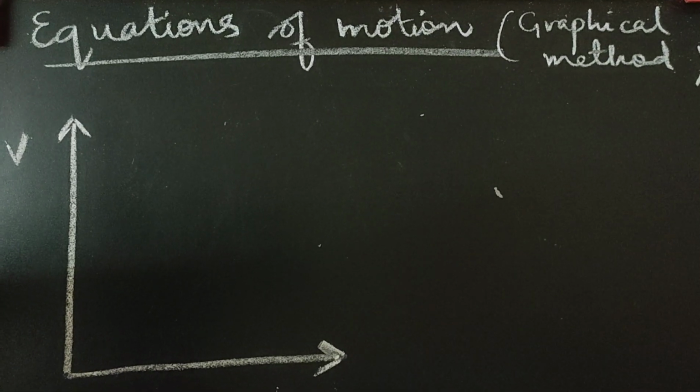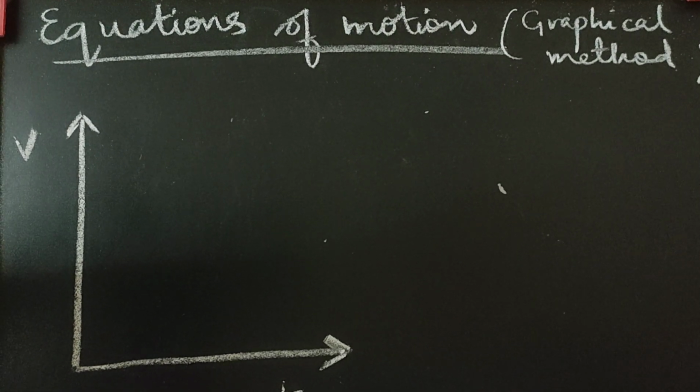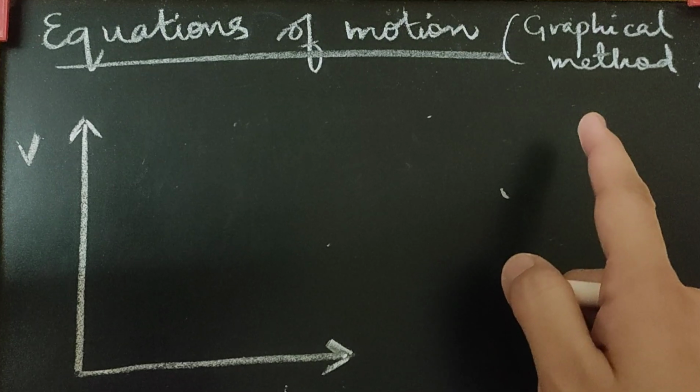Namaskar children. In the last class we had discussed how VT graphs can be used to calculate the distance covered by an object. That was by calculating the area under the graph. Today we are going to use VT graphs to derive three equations of motion. So we will be deriving the equations of motion using graphical method.